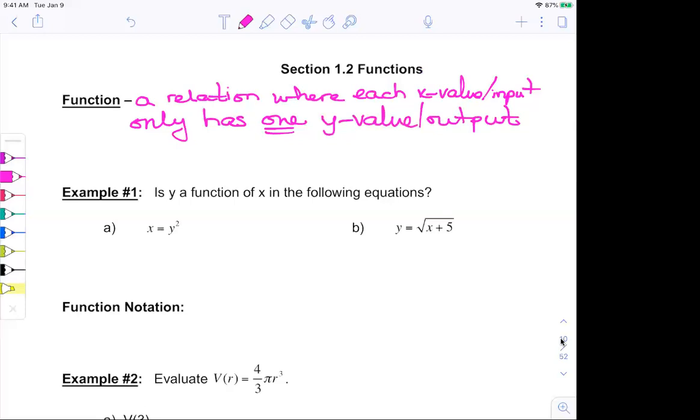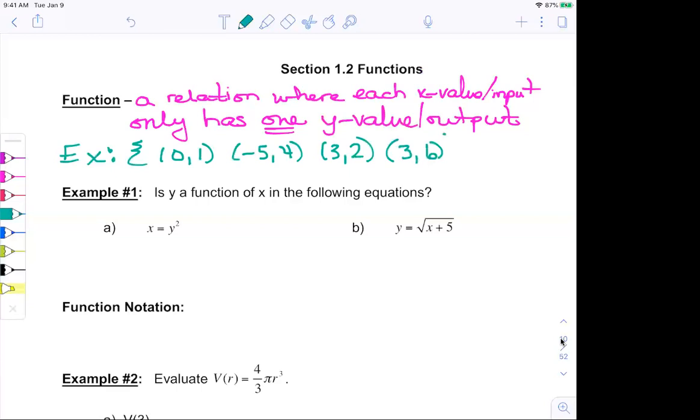So a relation can be as simple as a set of points. A relation can represent an equation. Just a really basic example: a relation can simply be a set of points, mapping x and y together. So that is considered a relation. Points, relation, pairing x and y.